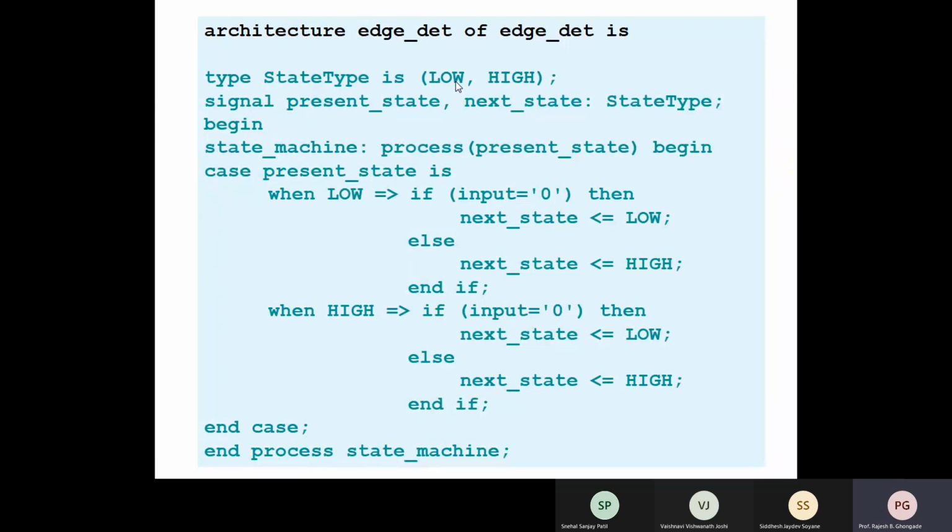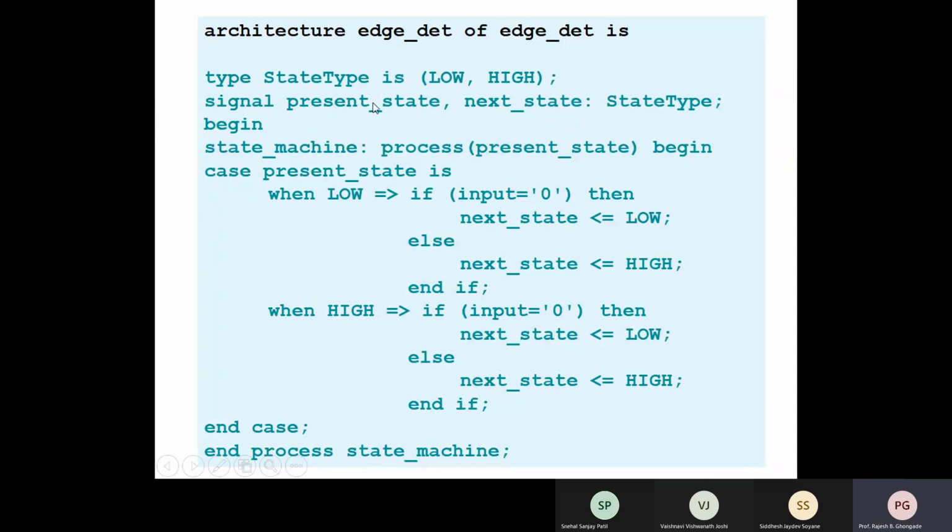This is a user defined data type, if you remember. In state machine design, you have to use this type of declaration. Then I'm declaring signals called present state and next state, and they are belonging to what type? The state type, the data type that I have declared over here. This is a user defined data type. So the signals present_state and next_state belong to this type.